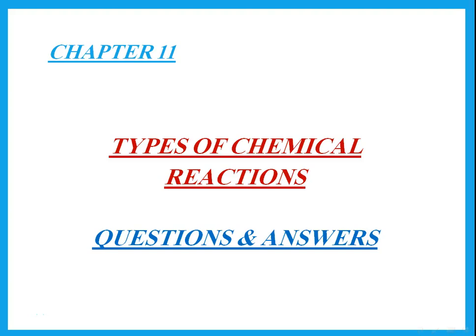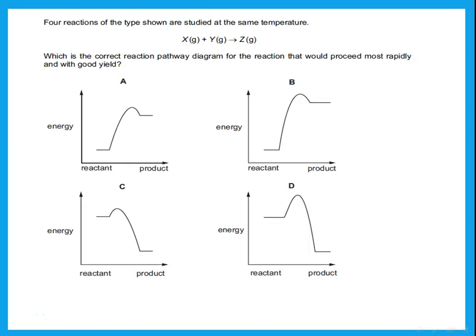Hello again. So this is the questions and answers on types of chemical reactions. So let us see that first question. The question says, 4 reactions of this type are shown studied at the same temperature. Which is the correct reaction pathway for the reaction that would proceed most rapidly with good yield?